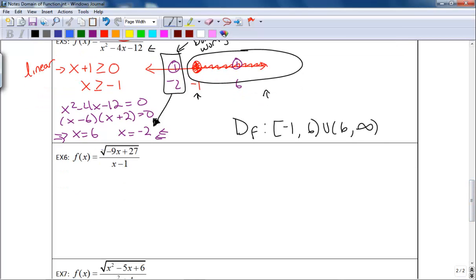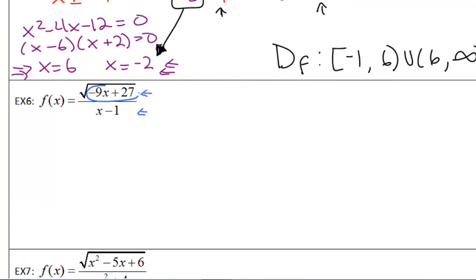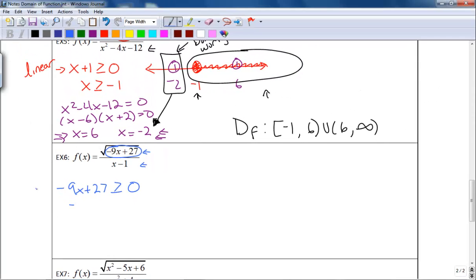Same thing, it's got a radical in the numerator, and it's a rational function. So start off by setting the expression under the radical, which happens to be 9x plus 27, greater than or equal to 0, and solving for x. This is a linear inequality, which makes it easier to solve. Just isolate the variable. So I subtract 27 from both sides, and I get that -9x is greater than or equal to -27. Dividing by a -9, remember, when we divide by a negative in an inequality, we have to flip our inequality symbol. So this becomes x is less than or equal to 3.